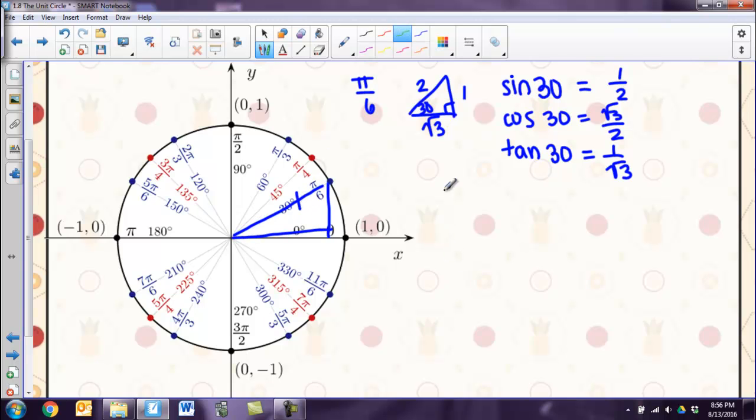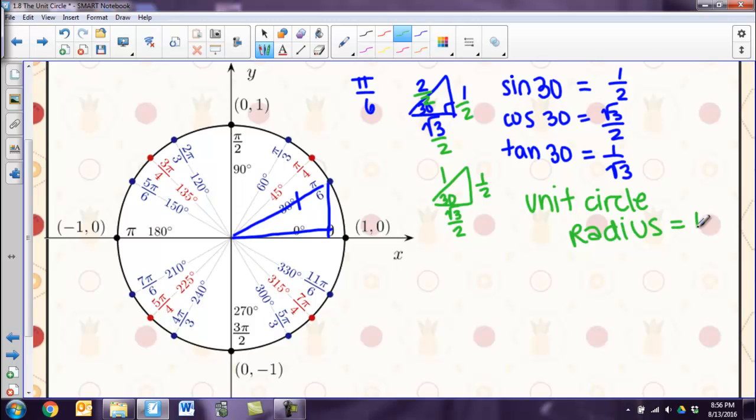What I could do, though, is make my hypotenuse equal to 1 over here. If I divided each of these pieces by 2, I would have this new triangle that now has a hypotenuse of 1, still 30 degrees, opposite of 1/2, and adjacent of root 3 over 2. You're going to notice that those ratios fall over here. So one thing to remember is that the unit circle has a radius of 1, or a hypotenuse of 1. Okay, but if I look here, I got the same values.